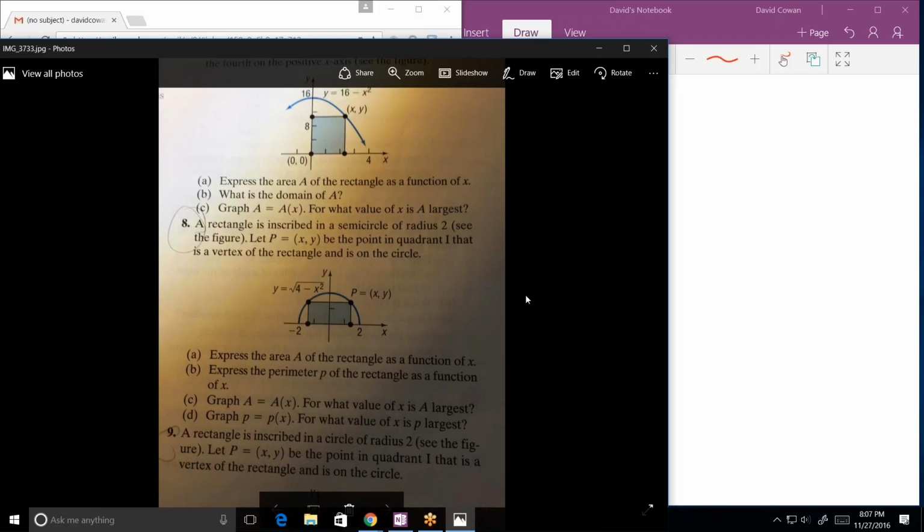Oh, I love this. This is a calculus problem. Are we doing 8? Yes, and 9. The picture for 9, and then the actual questions are on the other pictures.